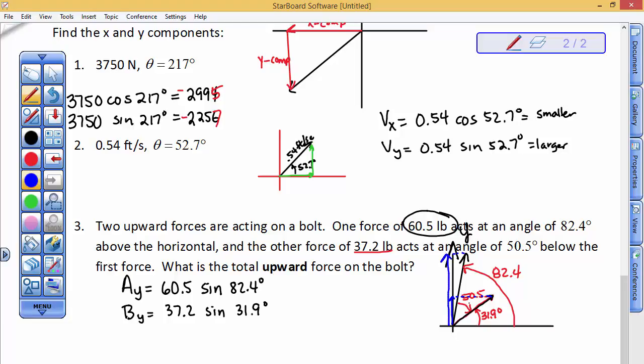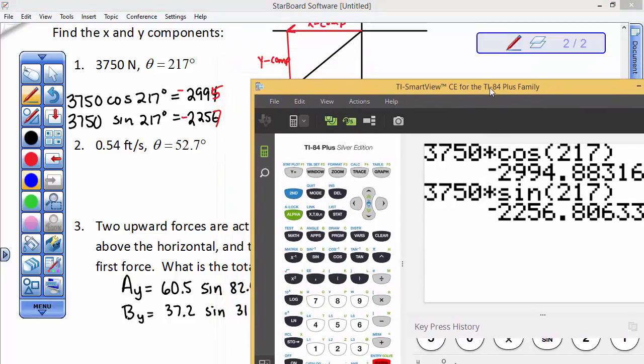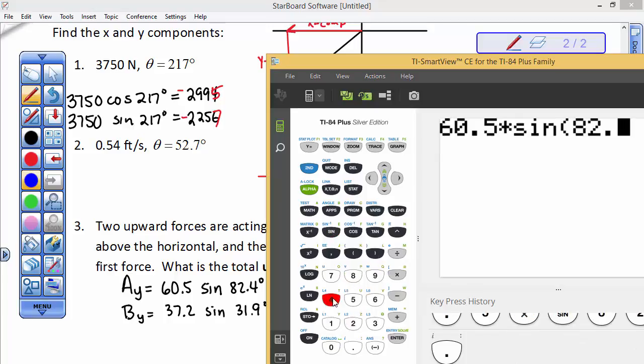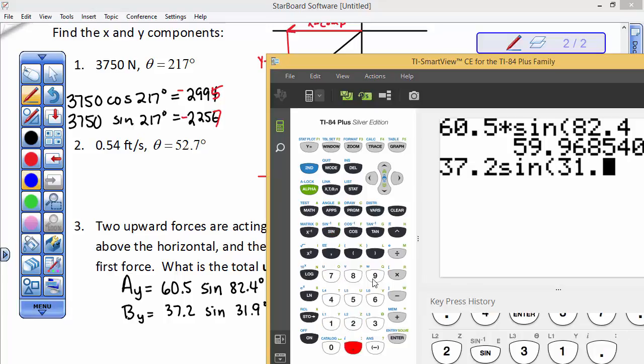I see that this one should be bigger. If my drawing is correct, this one should be bigger, this one should be smaller. So let's check it out. The first one is 60.5 times the sine of 82.4 degrees. So about 60 pounds of force acting upward. That's because it's practically at 90 degrees. It was at 82 degrees, so most of its force is upward. The other one is 37.2 pounds times the sine of 31.9 degrees. And that one should be a good bit smaller.